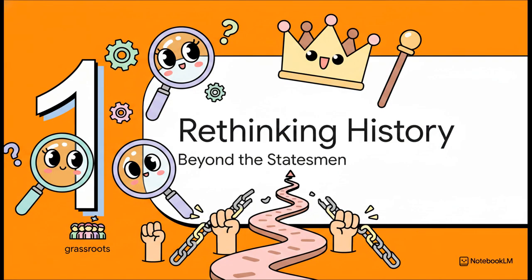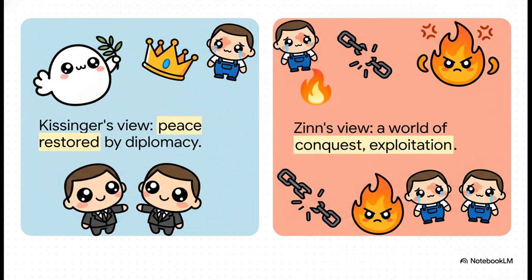Rethinking the historical record. Beyond the statesman. Let's see how changing our lens completely alters the story. This perfectly illustrates the stark contrast between a top-down view of 19th century Europe and the gritty reality experienced by, well, everyone else. On the left, you've got the standard history approach. Think Henry Kissinger, writing about how peace in Europe was restored by diplomacy among a few elite national leaders.